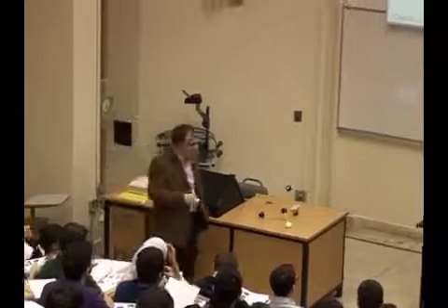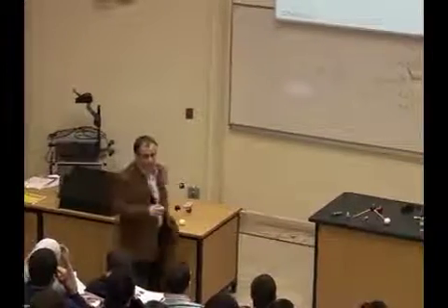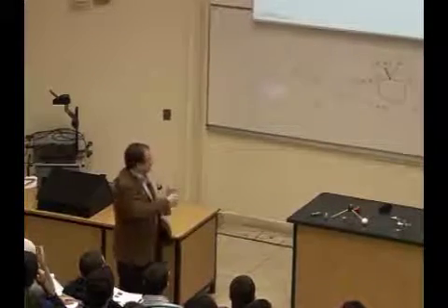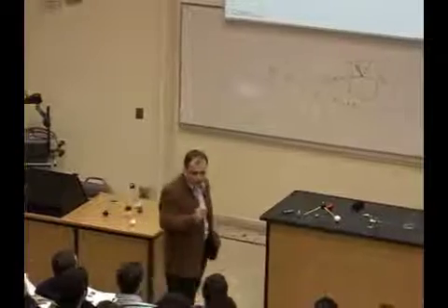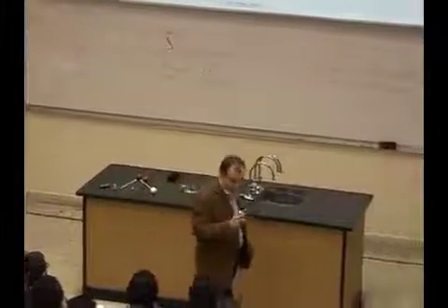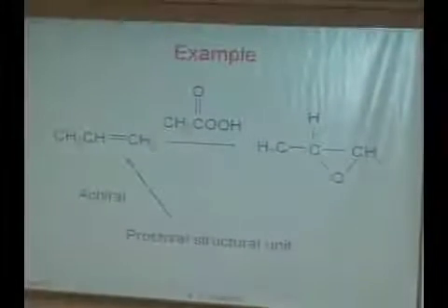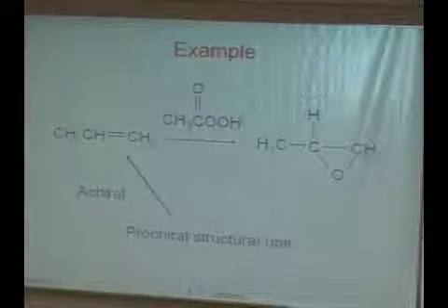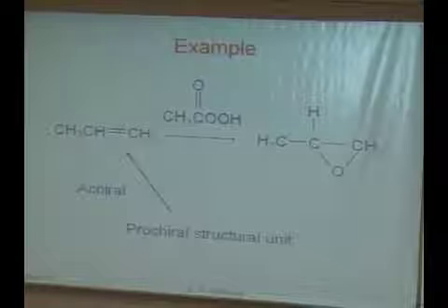We will learn that if you add a peroxy acid to an alkene, you will get what's called an epoxide, a three-member heterocyclic ring compound where you have an oxygen. Now in the product, you have a chiral center. Correct? What is the chiral center? This carbon.